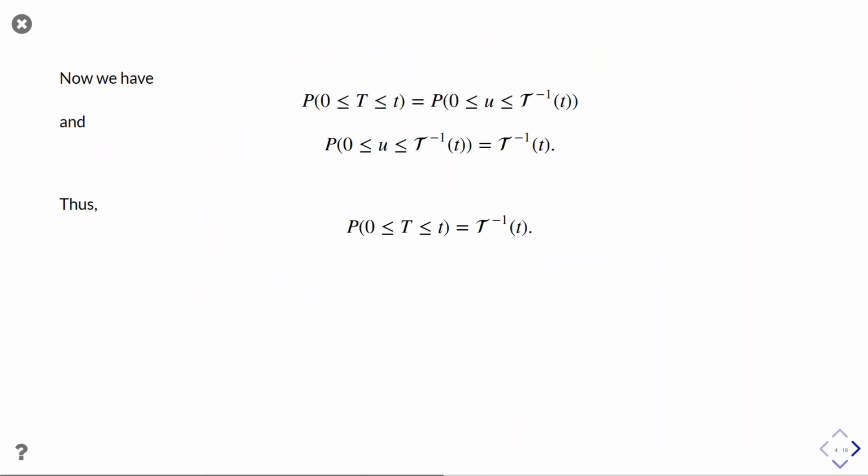We established two things on the preceding slide. The first thing is that the cumulative distribution for the waiting time capital T to be between 0 and lowercase t is equal to the cumulative distribution for the uniformly distributed random number u to be between 0 and the inverse transform evaluated at lowercase t. That's shown here in this equation. The second thing we established on the preceding slide is that the right-hand side of this equation is equal to the inverse transform evaluated at lowercase t. Putting these two equations together, we have this expression for the cumulative distribution of the waiting time t in terms of the inverse transform evaluated at lowercase t.